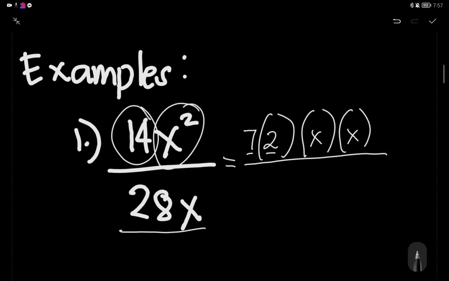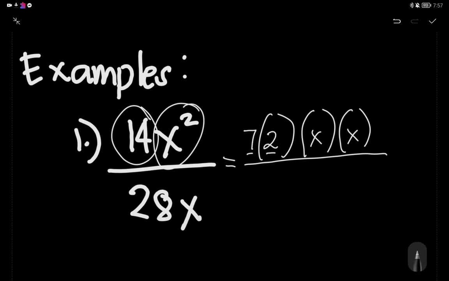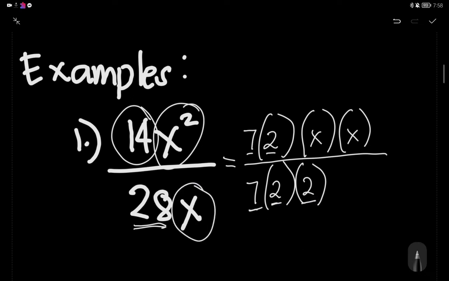Now, let's proceed to the denominator, which is 28. Let us look for the prime factors of 28. That is 7 times 2 times 2. The prime factors of 28, rather, are 7 times 2 is 14, times 2 is 28. And since we only have x here with the exponent of 1, we're going to write down 1x only. Now, let's proceed to step number 2.